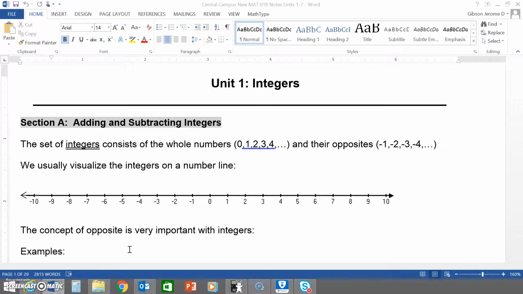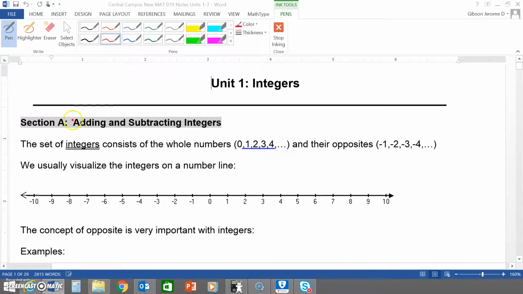Hello class, we're about to start Unit 1 Integers. Now, it says Section A, adding and subtracting integers.